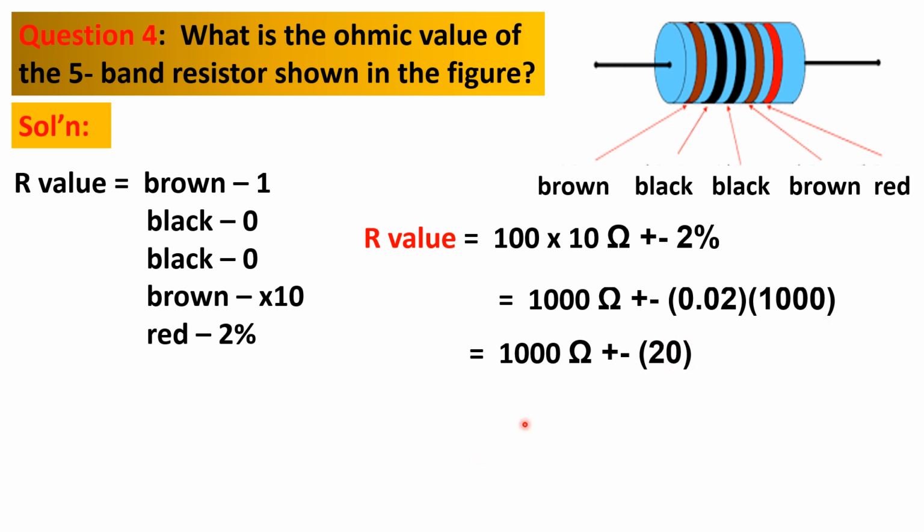So to get the range value, we just add 20 ohms to 1000 ohms and get 1020 ohms. And the lower limit is just deduct 20 ohms from 1000 ohms, and that is 980 ohms. So the safe value range for this particular resistor, therefore, is from 980 ohms to 1020 ohms.